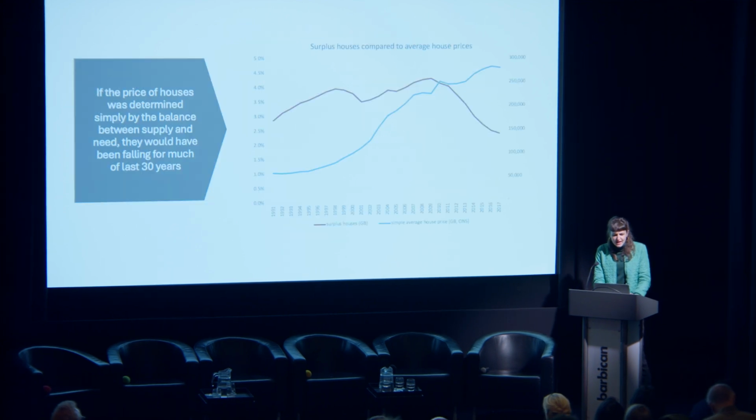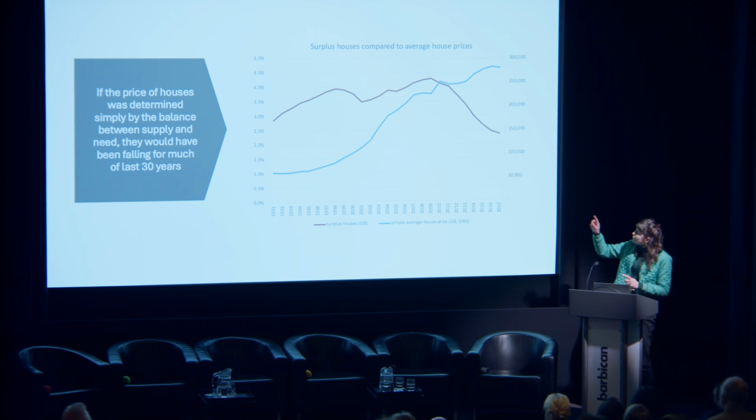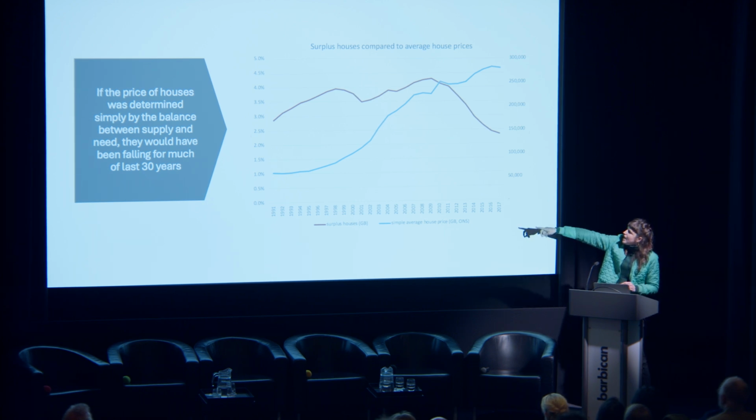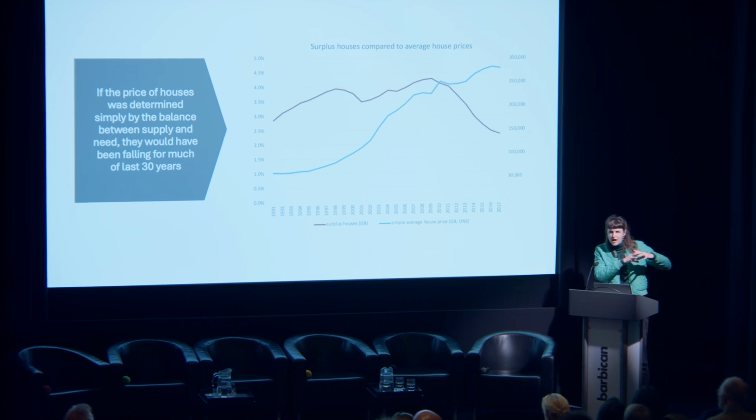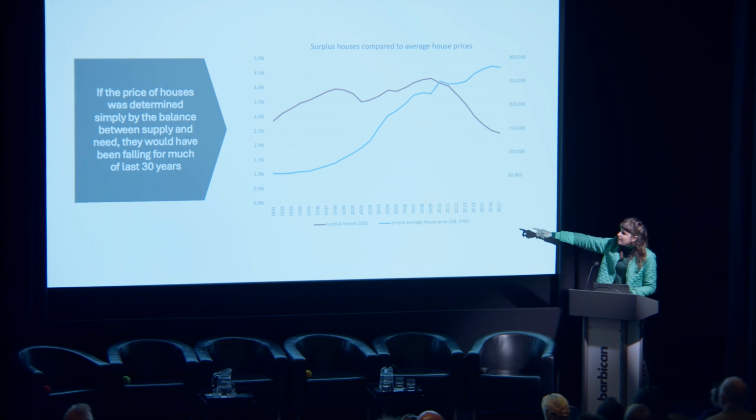The reason I say that is because if prices were shaped by the balance between supply and need, then prices would have been falling for most of the last 30 years. This graph here, the red line, shows the surplus of houses. That's the left-hand axis there. So if you take the total number of houses, you subtract the total number of households, it's that proportion of the housing stock which is surplus to actual need. That, as you can see, was growing, right? The blue line is average house price. That surplus was growing right until the height of the housing boom. Okay?